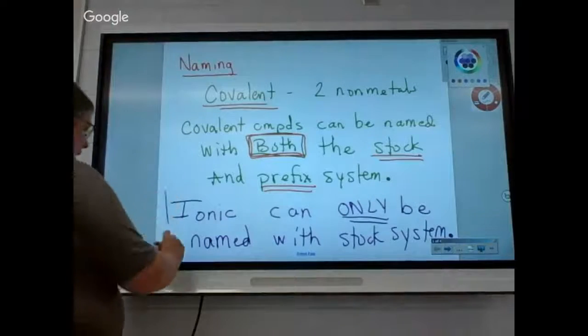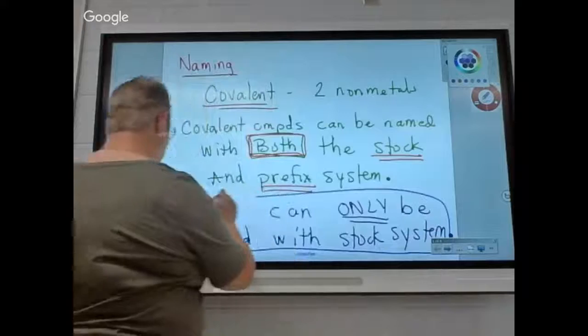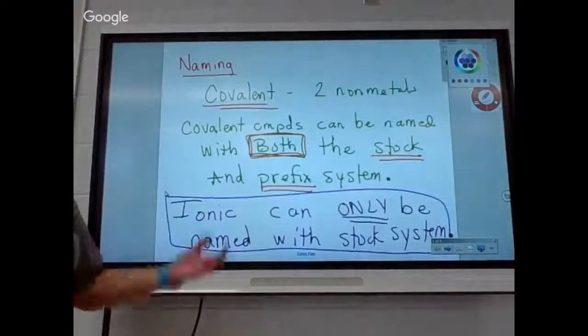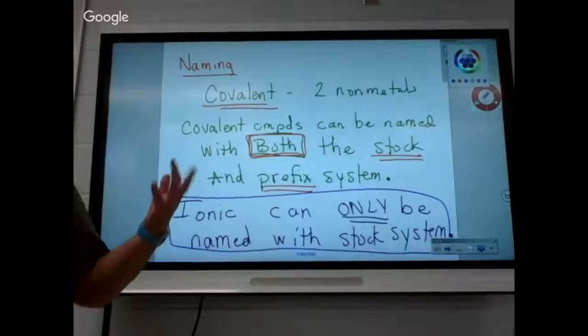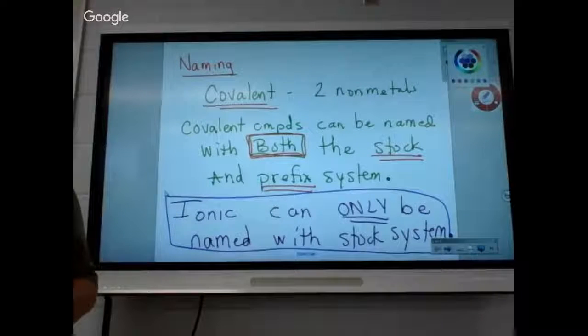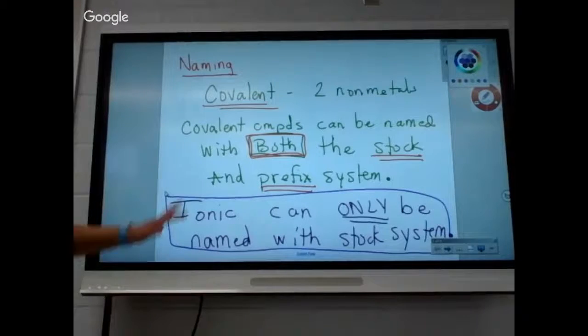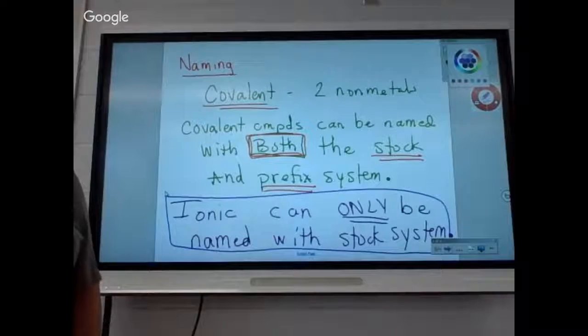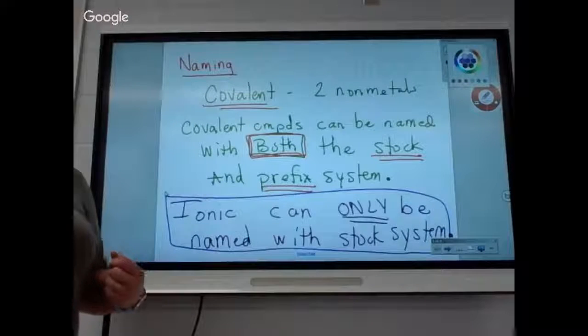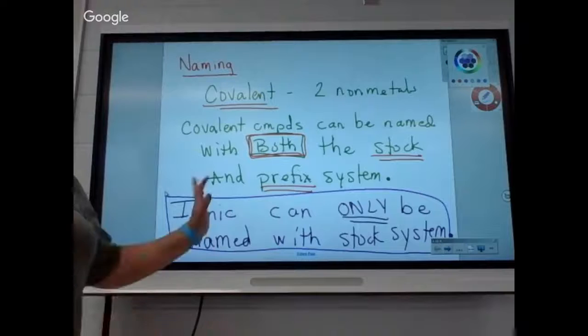Now, this is where we get into trouble. Ionic compounds, which is what we spend 90% of our time with in here, can only be named with a stock system. Those are compounds with what kind of elements? They have to have metals in them. As soon as we put a metal on the front of it, it can only be named with a stock system. So if you can't keep these two straight, which one do you need to know better? The stock system. Because as soon as we do prefixes, some of you are going to be like, I like that way better, Ms. Wall. I don't want to do that stock system stuff.